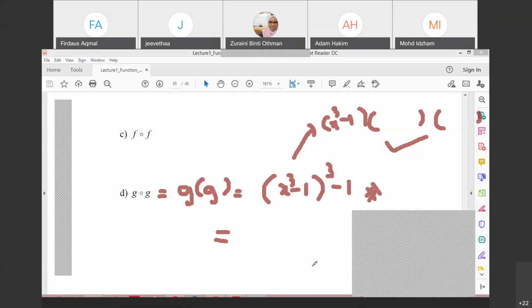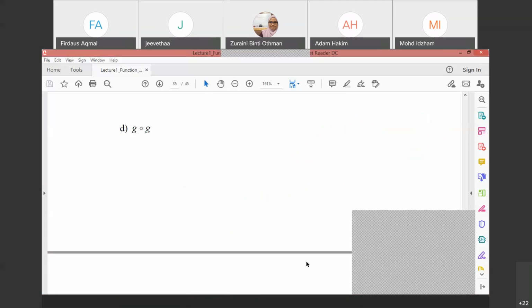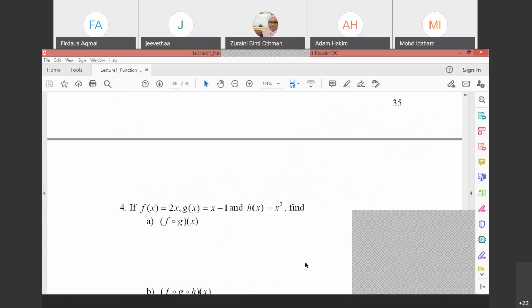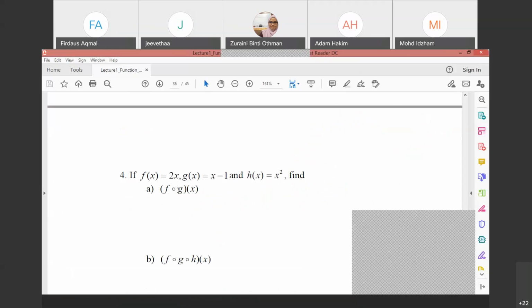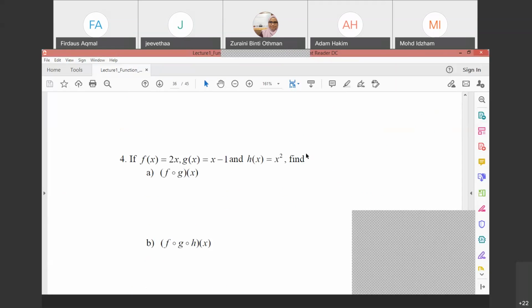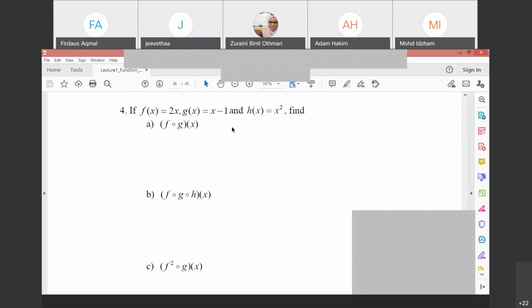Okay, just now ada satu negatif. Okay, so check again, number 4. Maksudnya 2C 47, 2D negative 16. Okay, now, so now this is composite function for F composite G. Okay, dalam tu ada H pula. So now dia akan jadi macam mana?